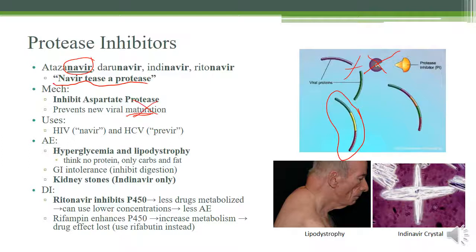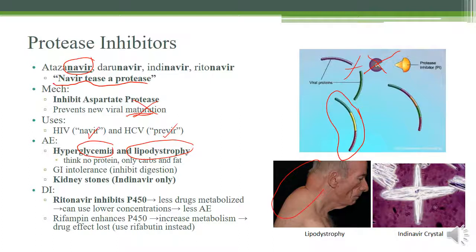The uses for these proteases is going to be for mostly HIV, especially if they end in navir, or hepatitis C if they end in previr, which you can talk about a little bit more in the other lecture. The big adverse effects is pretty simple to memorize. Just think of a no protein, only carbs and fats, i.e. it causes hyperglycemia, high blood sugar, and lipodystrophy, or a lot of fat buildup under your skin.